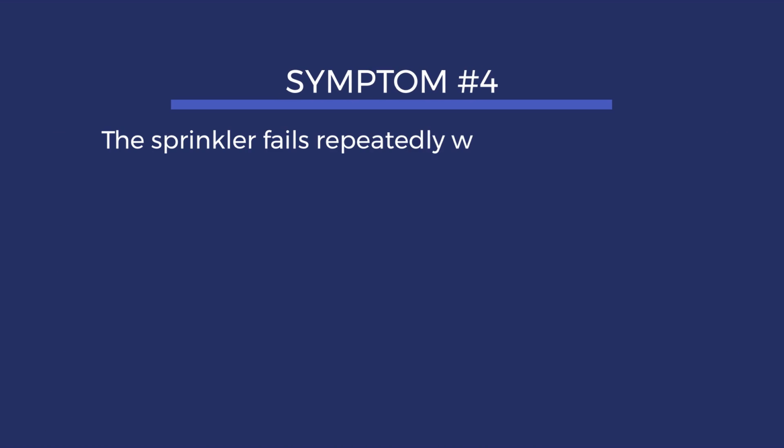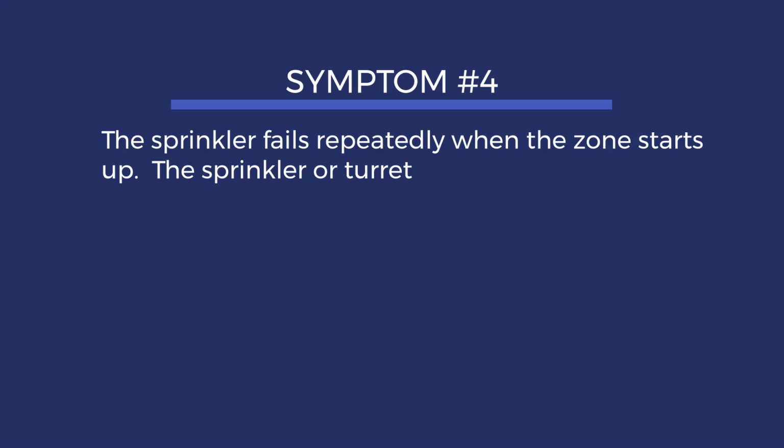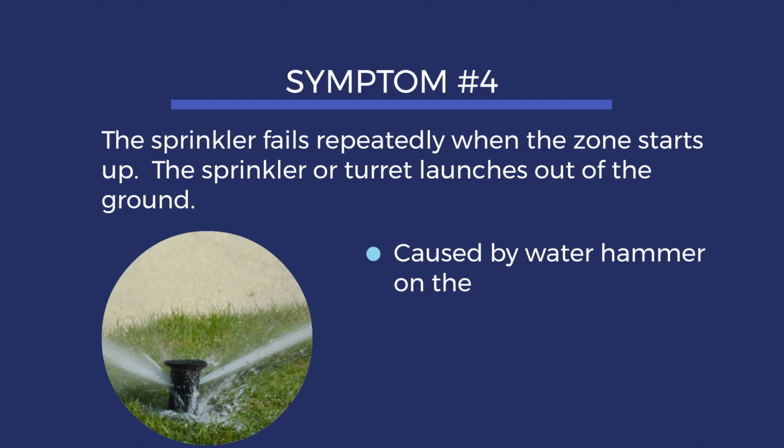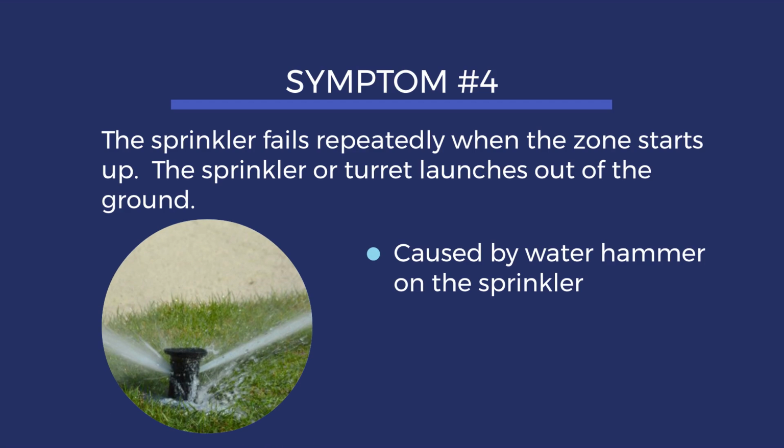The sprinkler fails repeatedly when the zone starts up. The sprinkler or turret launches out of the ground. This kind of failure is a water hammer on the sprinkler, created as the water rushes into the lines. Pressure can spike 3 or 4 times the pressure rating of the sprinkler head, damaging the sprinkler.